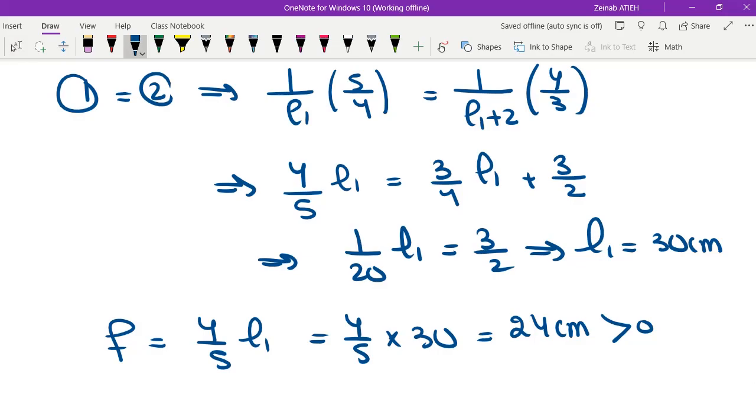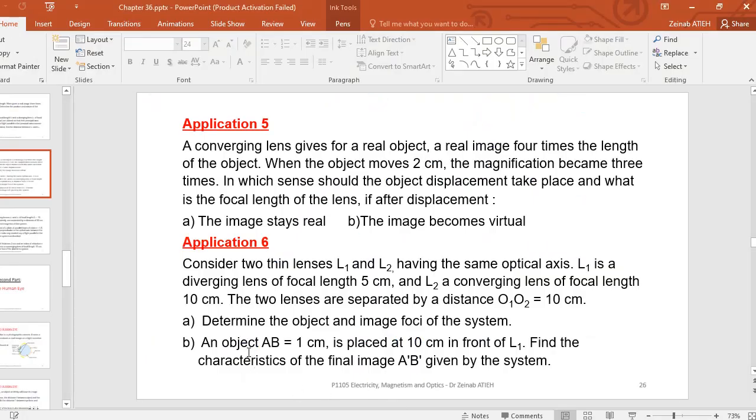Now application 6. Consider two thin lenses L1 and L2 having the same optical axis. L1 is a diverging lens of focal length 5 cm and L2 is a converging lens of focal length 10 cm. The two lenses are separated by a distance O1O2 equals 10 cm. So we have the distance between them, one converging, one diverging. Don't forget the sign of the focal lengths and how to draw them. Determine the object and the image foci of the system.